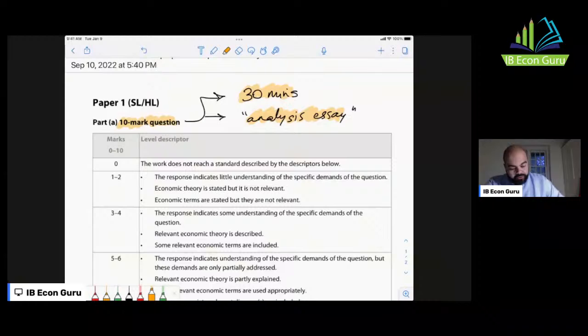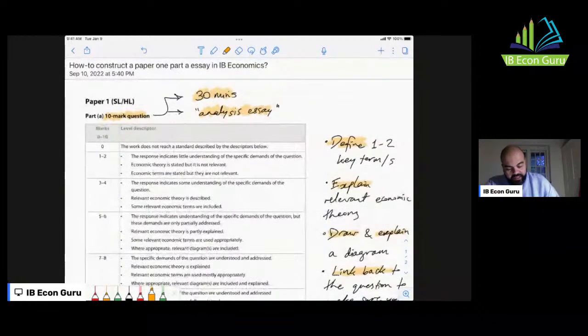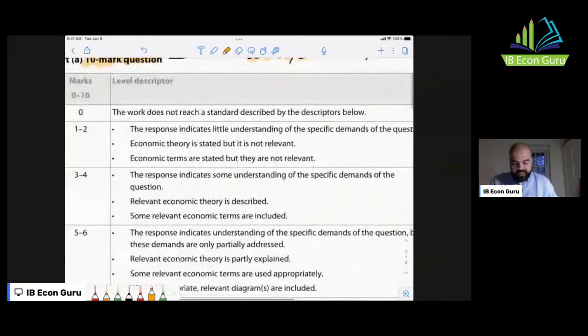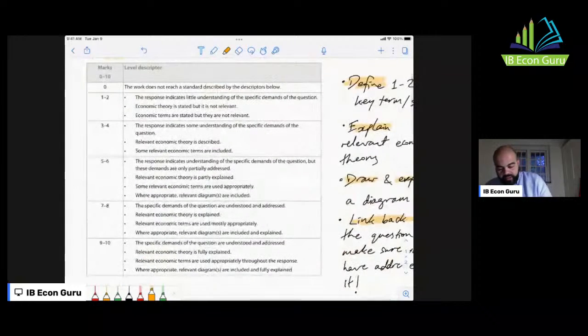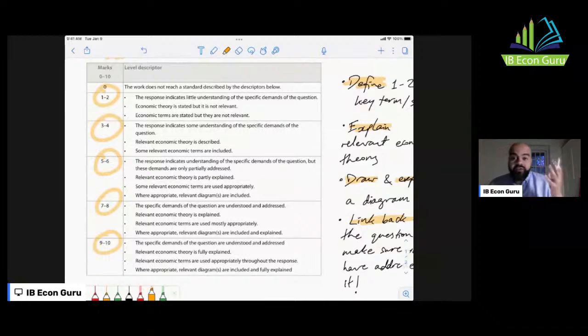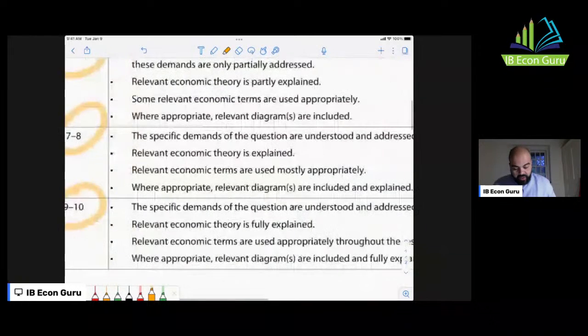All right, so what I have here is I started with the assessment criteria. You can see there are 5 levels, level 1, 2, 3, 4, and 5. It's out of 10 marks, so the highest level is the mark band of 9 to 10 out of 10. And this is what you need to do.